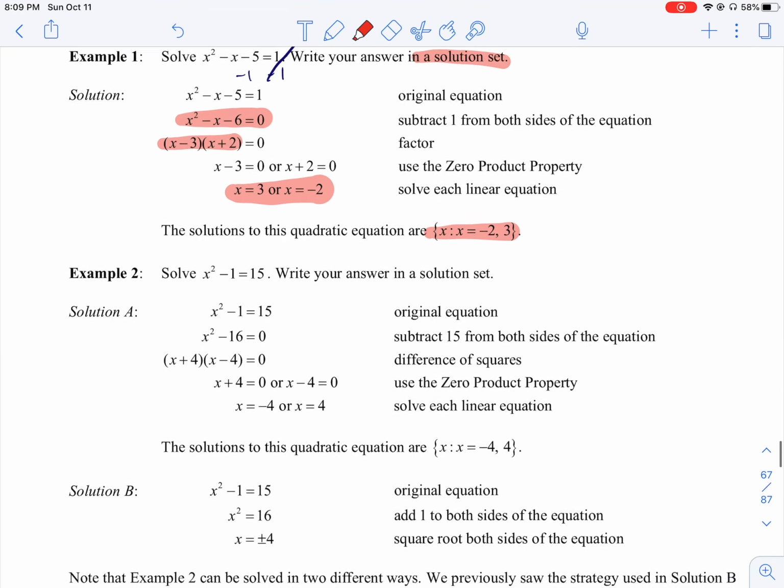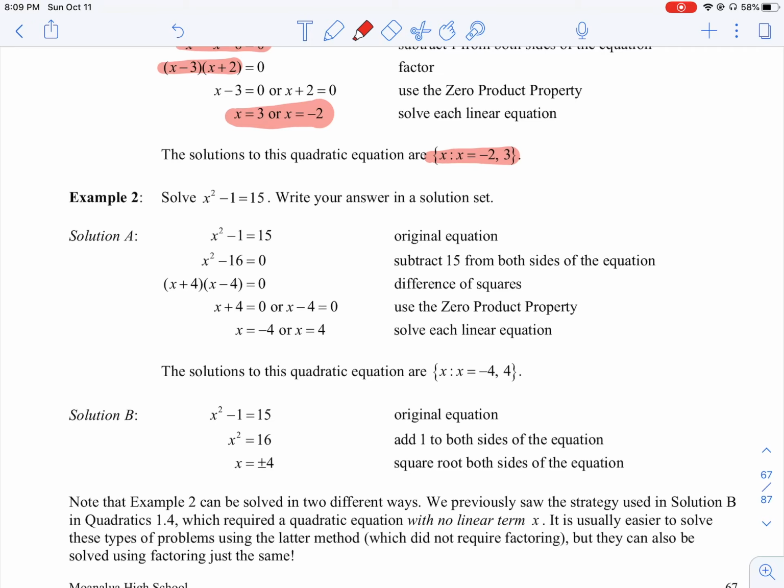Okay? Let's have another example. Solve x squared minus 1 equals 15 and write your answer in a solution set. So here it didn't follow the first step, which says that make sure that the equation is equal to 0. And in this case, our equation is not equal to 0. So our goal first is to take away the 15. So we're going to subtract 15 from both sides of the equation. When you subtract 15 on both sides of the equation, you'll get x squared minus 16.